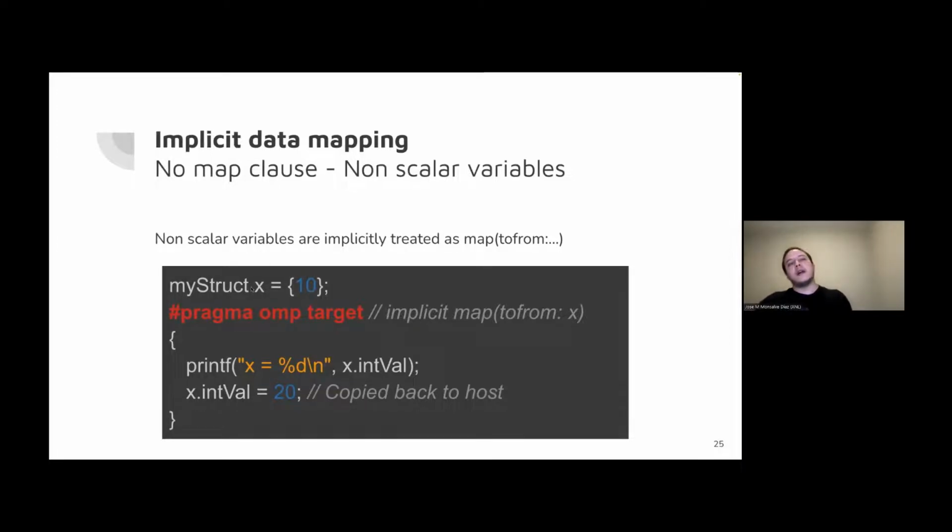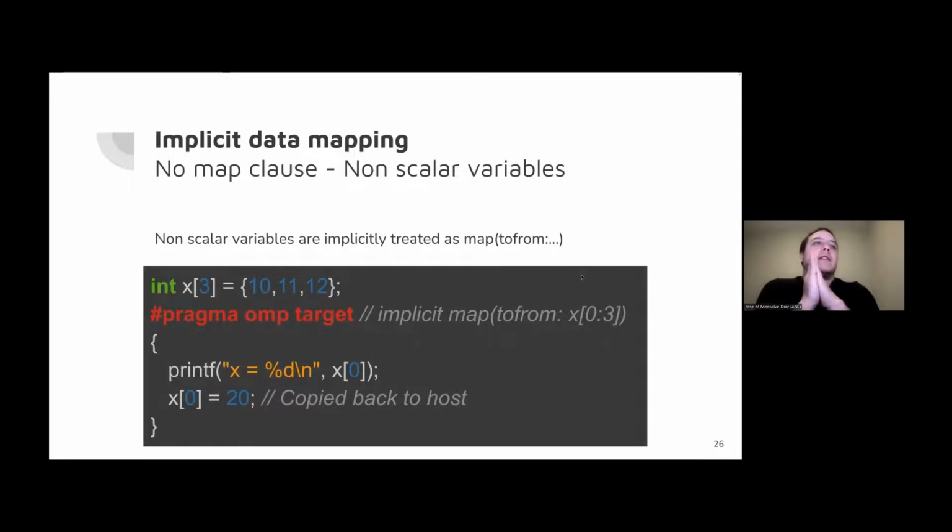So in this case, if I have a struct that is called my struct and that is named X, if I go and modify that variable in the target region, because this is not a scalar value, it's going to be implicitly mapped as to from, and it's going to be modified back into the host. Is this too complicated? Are there any questions? Okay, I'll continue.